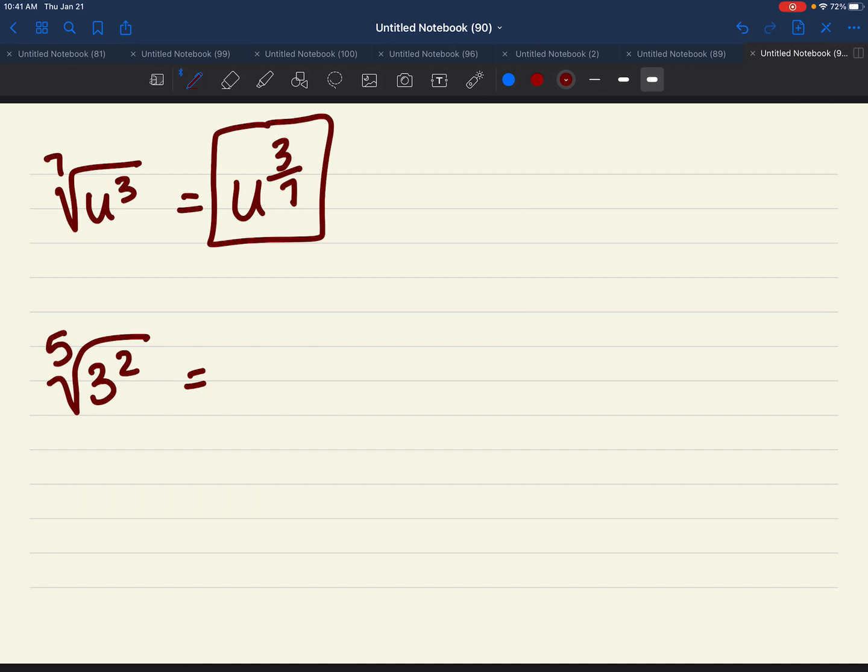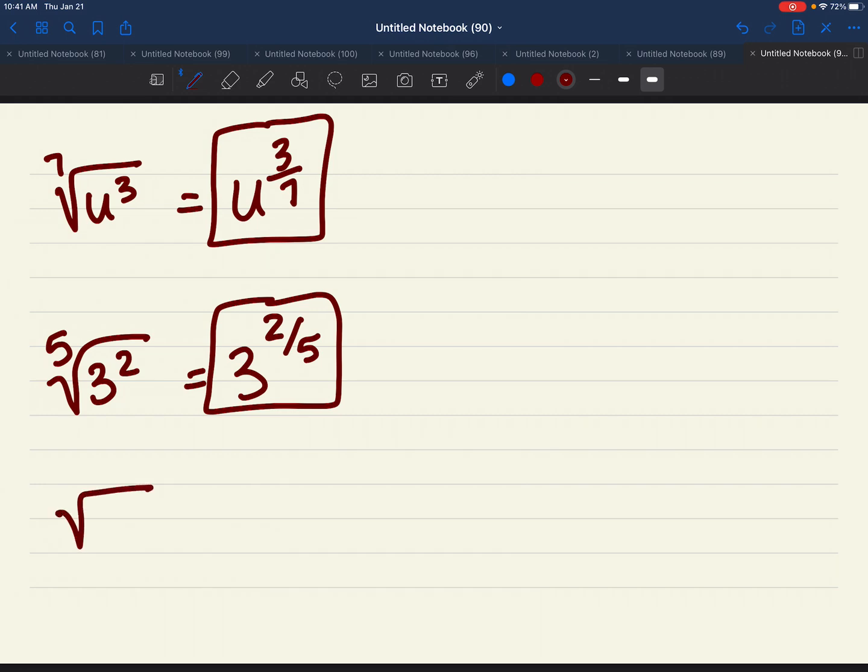All right. Blakely? So 3. And what would be your exponent? What would be your fraction as your exponent? 2/5 or 5/2? 2/5. Good. Okay. The exponent goes on top. The root number goes on bottom. Okay. What if it looked like this?